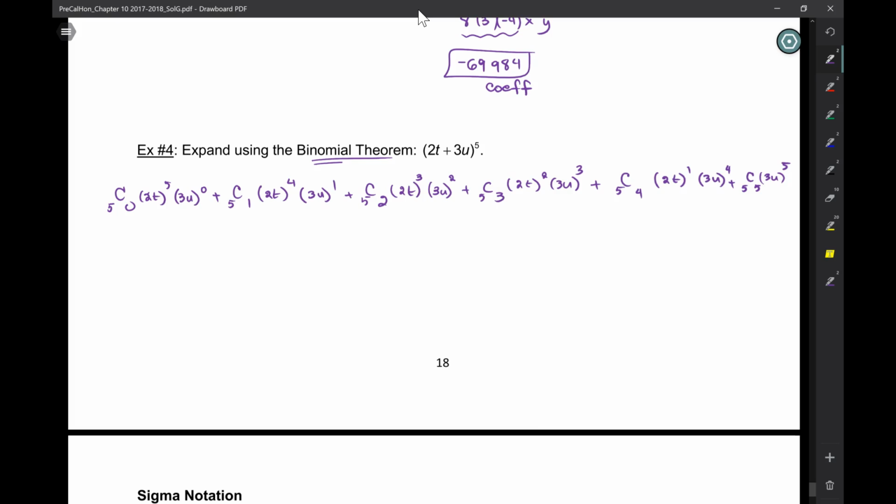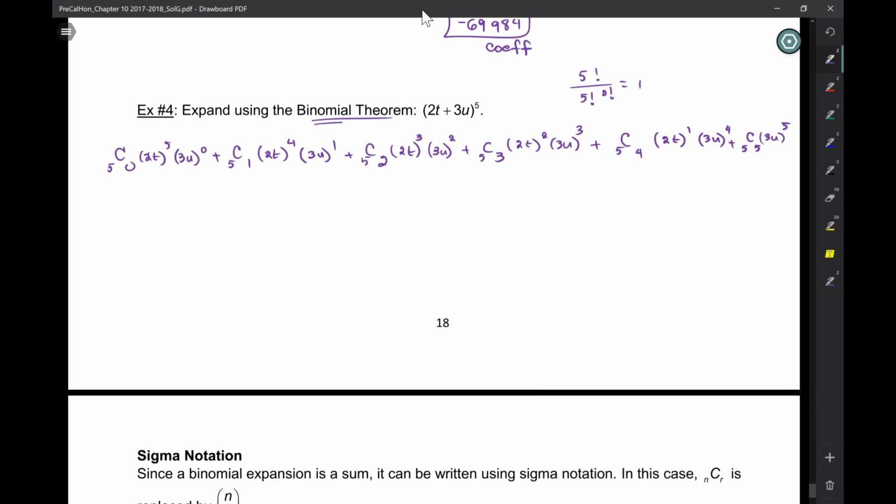Advice to you, you know tests run long, okay? When it's the first one, 5, 0, you know from everywhere that it's going to be 5 factorial over 5 factorial, so that's going to be a 1. You know that Pascal's triangle is going to give you a 1 for the first one, so don't put that in your calculator. That's going to be a 1. And then it's 2 to the 5, 32 t to the 5.